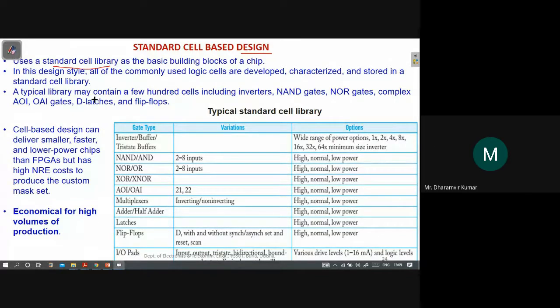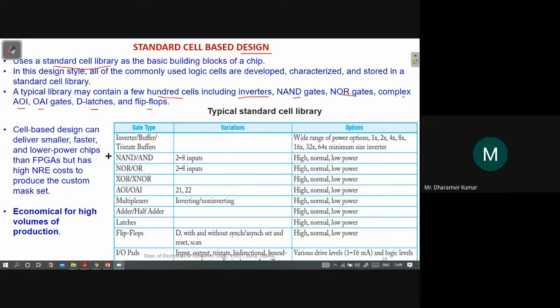A typical library may contain a few hundred cells, including inverters, NAND gates, NOR gates, complex AOI, that is AND-OR-invert, OAI, that is OR-AND-invert gates, latches, flip flops, etc. Multiplexers and adders will be there. Not only just those components, it will also contain some other variations or flavors of a single block.